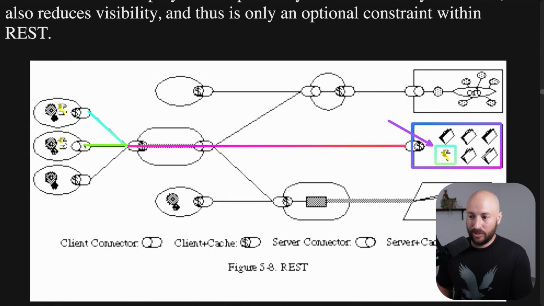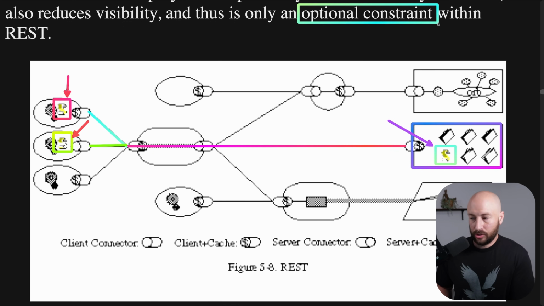So let's imagine that this is distributed to various clients, and the client will take this executable code and simply execute it. As you can see, this is considered an optional constraint and not one of the primary constraints that we talked about.